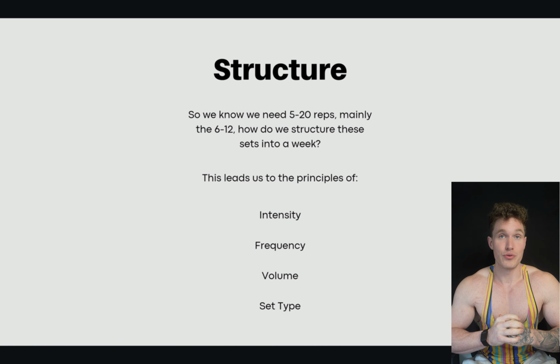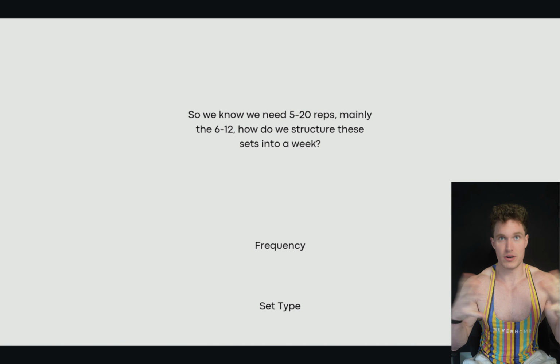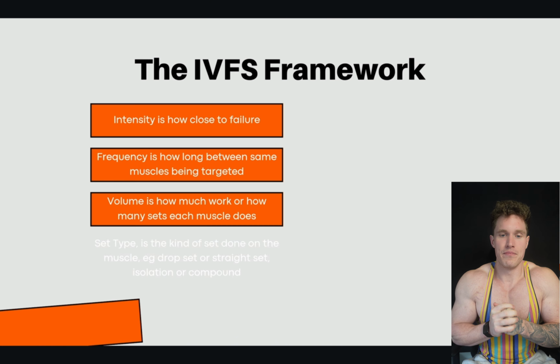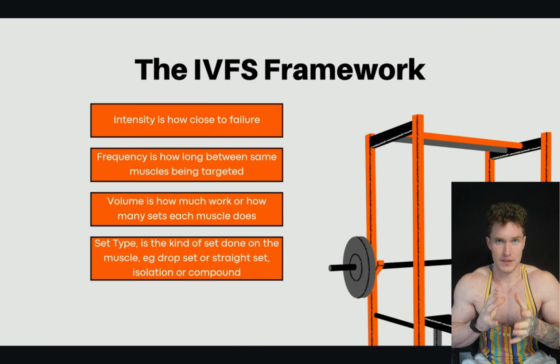Now, how do we incorporate that into the structure of a program? So intensity in this reference is going to be used as how close we are to failure, not the percentage of 1 rep max. So, did you have 1 rep in reserve? Did you go to failure? Did you do beyond failure? Partial reps and things of that nature.